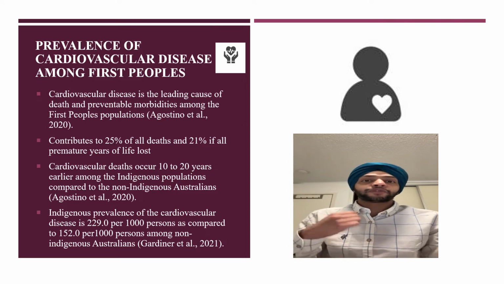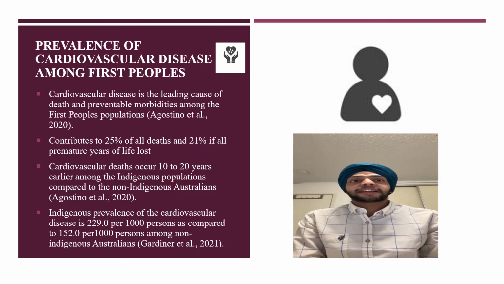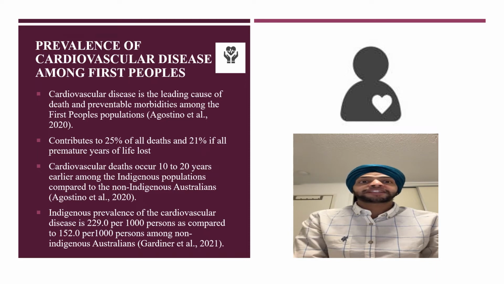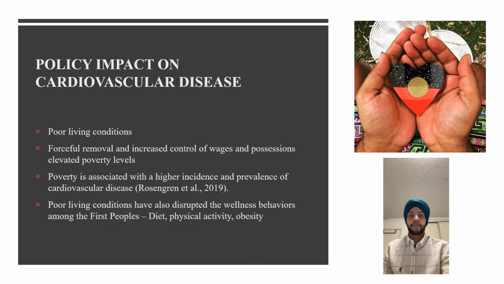Cardiovascular disease contributes to 25% of all deaths and 25% of all premature years of life lost among Australian First Peoples. Death due to cardiovascular disease occurs 10 to 20 years earlier among the Indigenous population than the non-Indigenous population. The protection through segregation policy is attributed to various social, political, and historical determinants of health among the Indigenous population. The policy aggravated oppression and increased inequality, leading to unequal access to healthcare among the Indigenous population.